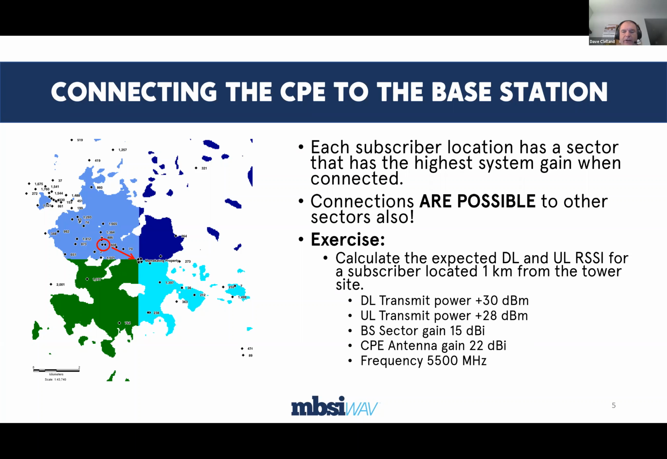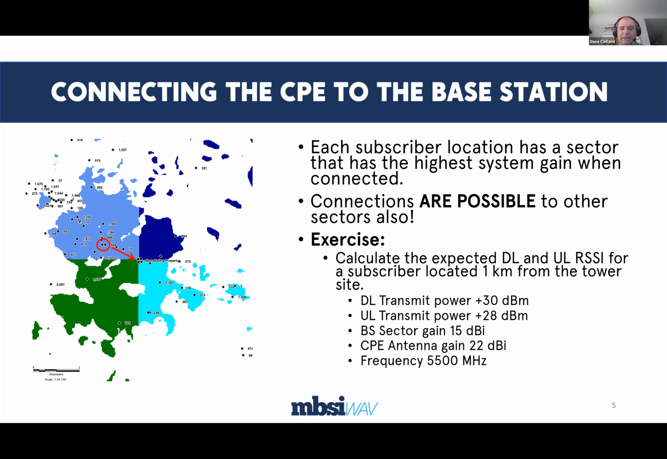And we can calculate the downlink and uplink signal strength, RSSI, that we can expect from a particular distance, simply by knowing what that distance is, we can calculate the free space loss. And so if we know the frequency and the distance, we can calculate what we would expect to see in a line of sight condition at a particular CPE location. It's not rocket science anymore for us.